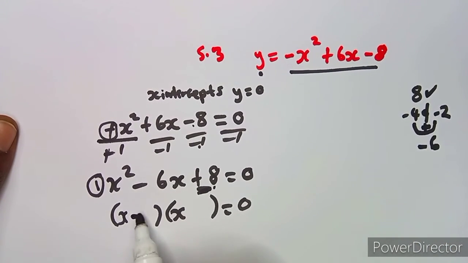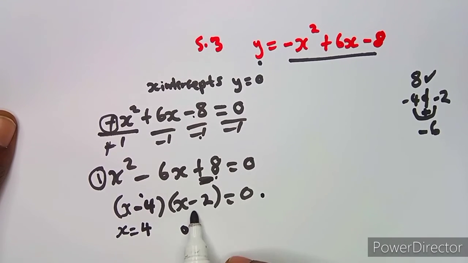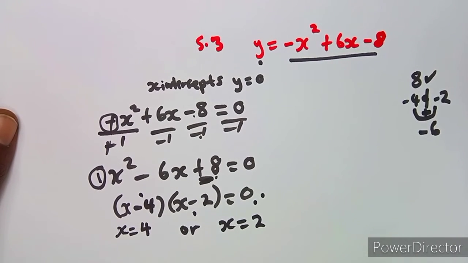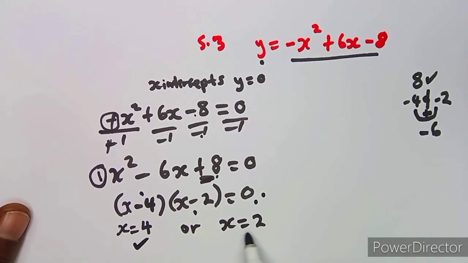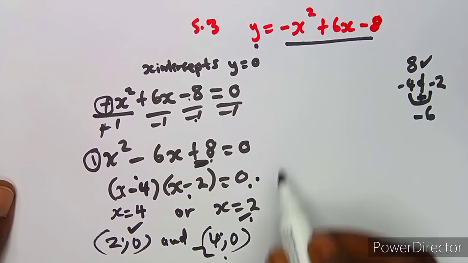So that's -4, -2. So from this part, x is equal to 4, one bracket equal to 0, or another bracket equal to 0. So x is going to be +2. So these are the values of x at the x-intercepts. So we just have 2, 0 there, and 4, 0. We shall talk about this later on. Let's just write them here.